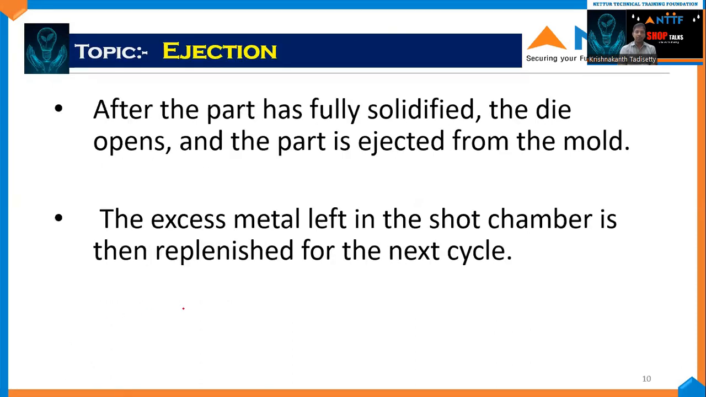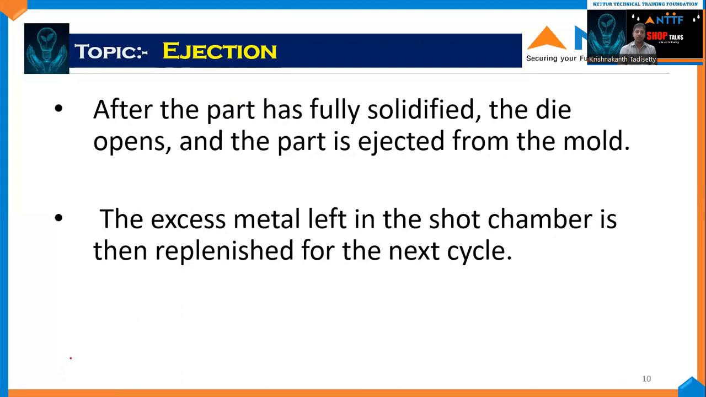And finally, let us see about the ejection. After the part has fully solidified, the die opens and the part is ejected from the mold. Here, the movable platen or the cavity will move backward and the ejector rod maintains the same position. By that, the component is going to be ejected.